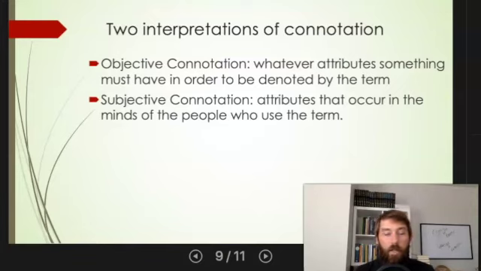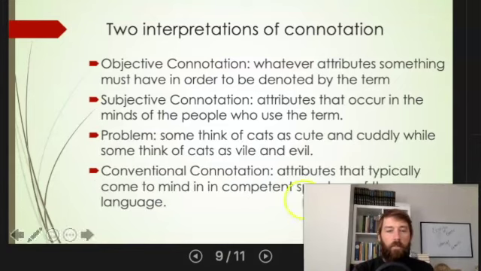If we go for the subjective connotation, we've still got a problem because there's not going to be a single connotation that we can point to, because everybody's got a slightly different thing that comes to mind when they hear that word. All right, so that's blocked out a little bit right here. But here's what this says.